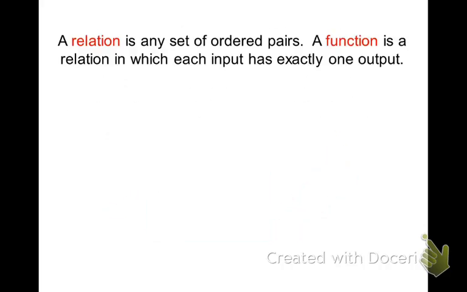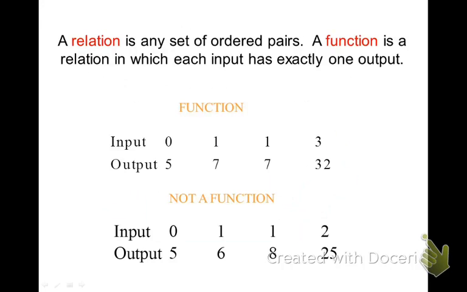A relation is a set of ordered pairs, and a function is a relation where you have a one-to-one relationship between the inputs and outputs. So in this example right here, you'll see that the top one that says it's a function has an input of 1 twice, and that input of 1 has an output of 7 each time. That's a one-to-one relationship between inputs and outputs because an input 1 has 1 output.